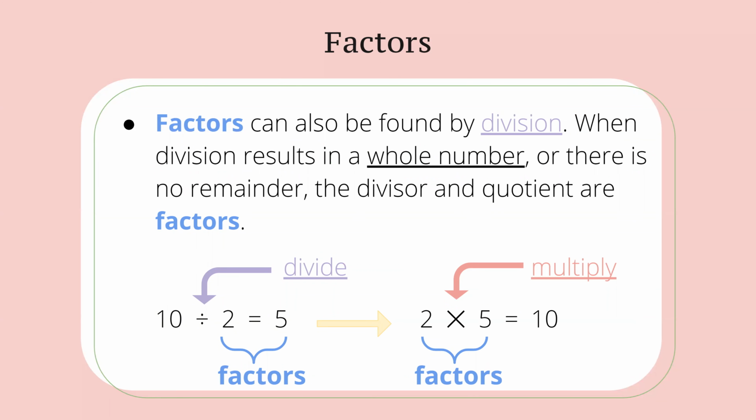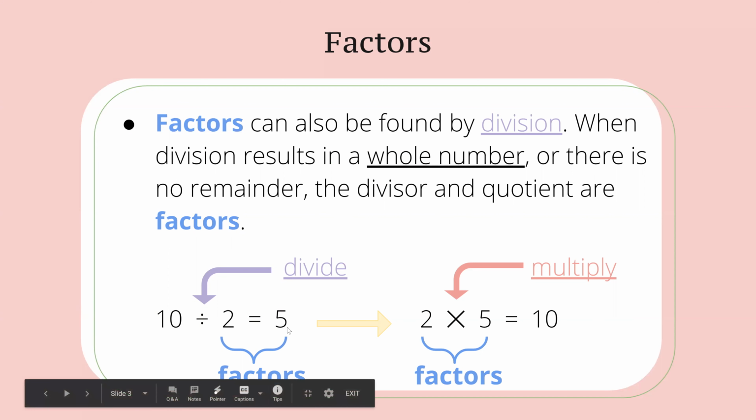Factors can also be found by division. This is because multiplication and division are inverse functions. When the division results in a whole number where there is no remainder, the divisor and the quotient are factors. Here on the left, we use division. We have 10 divided by 2 equals 5. 2 is the divisor and 5 is the quotient, if you remember from the division slide decks. Because they result in no remainder, 2 and 5 are factors of 10.